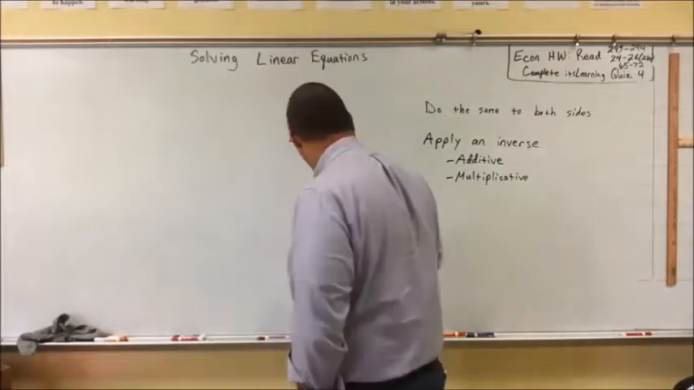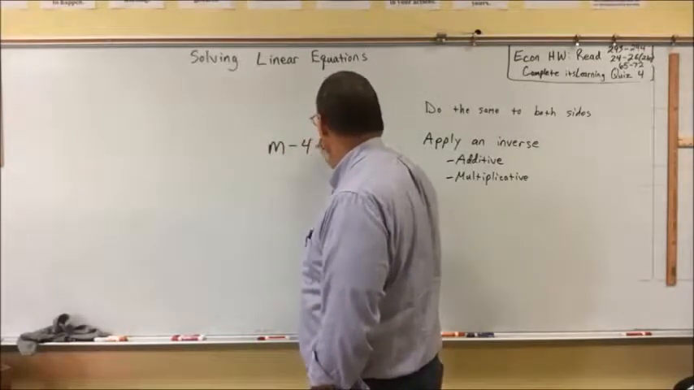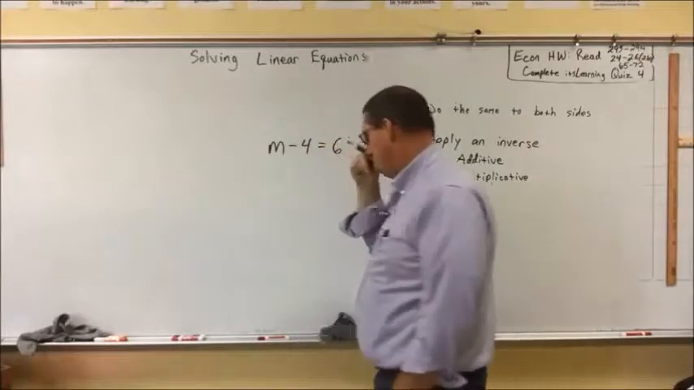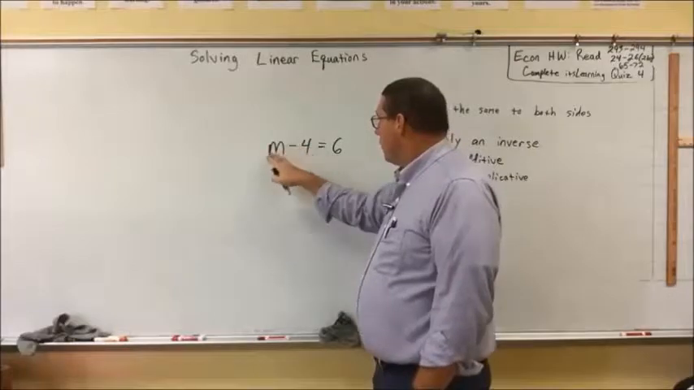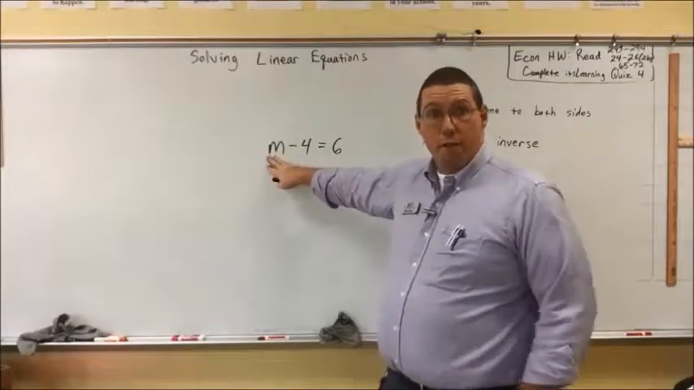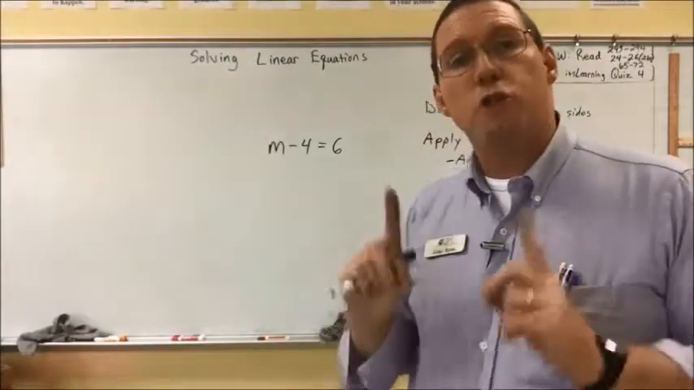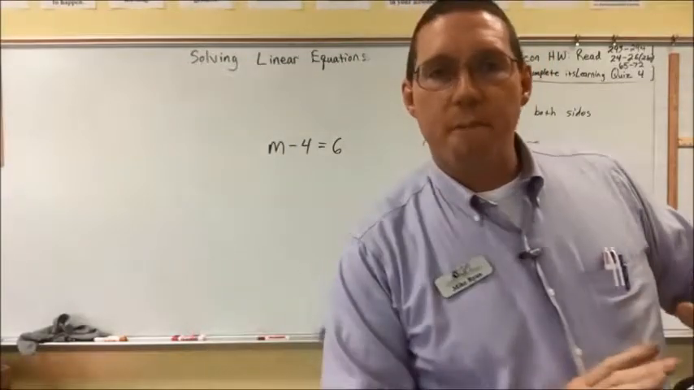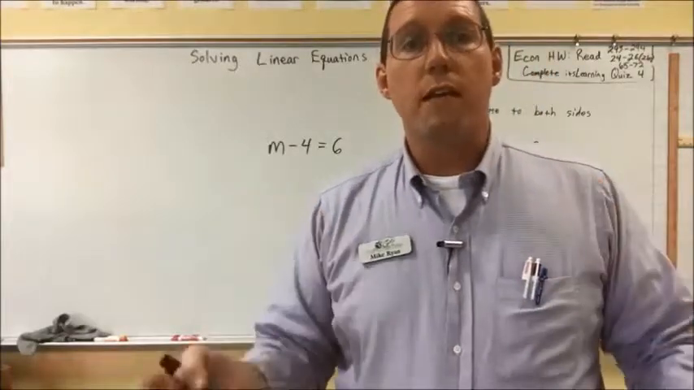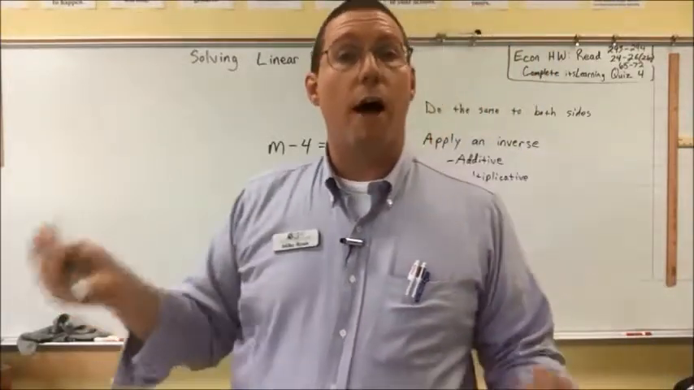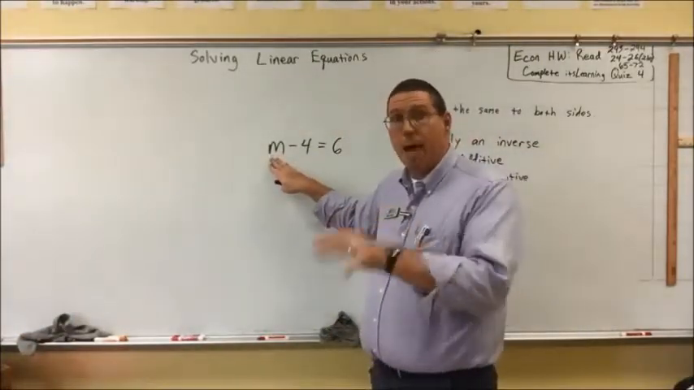Let's say that we have m minus 4 equals 6. Okay? Now, we have the variable. We're trying to solve for this. And typically, the way that you solve algebraic equations is you try to move everything away from the variable. Move everything to the other side of the variable so that you leave the variable by itself. That's called isolating the variable. You want to isolate the variable. You want the variable to be by itself.